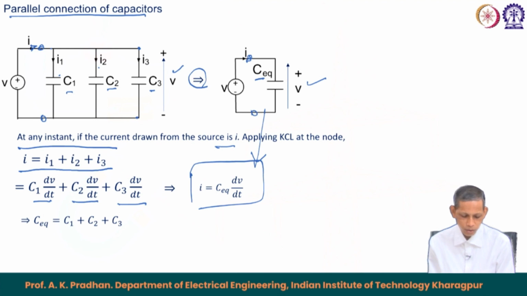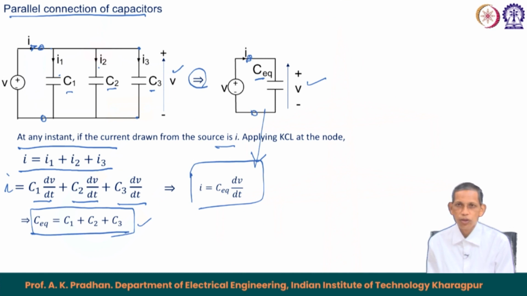So, this side is I. That means the C equivalent becomes C1 plus C2 plus C3. I and dV by dt remain the same for the equivalent circuit. We say that the corresponding dV by dt is common here. So, C1 plus C2 plus C3 is the corresponding C equivalent. That implies that in the parallel combination the corresponding capacitances are added.